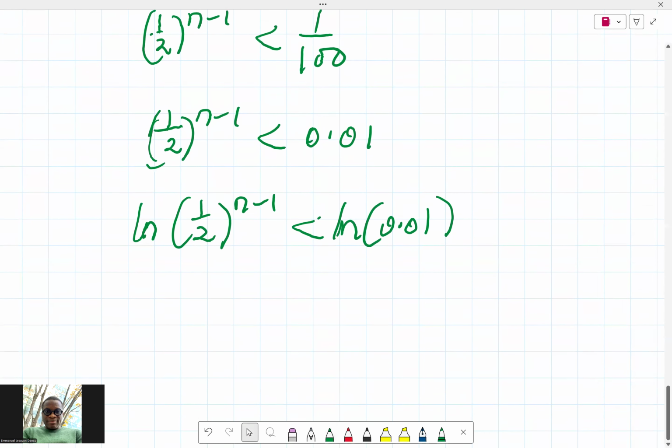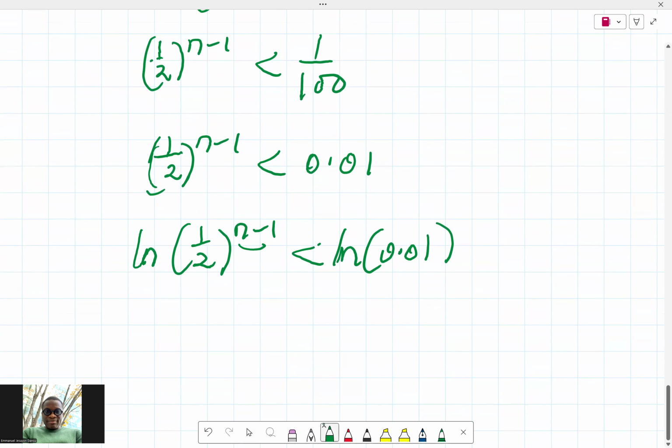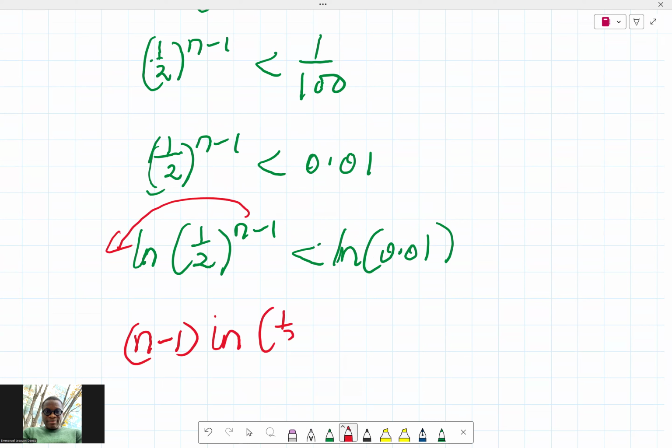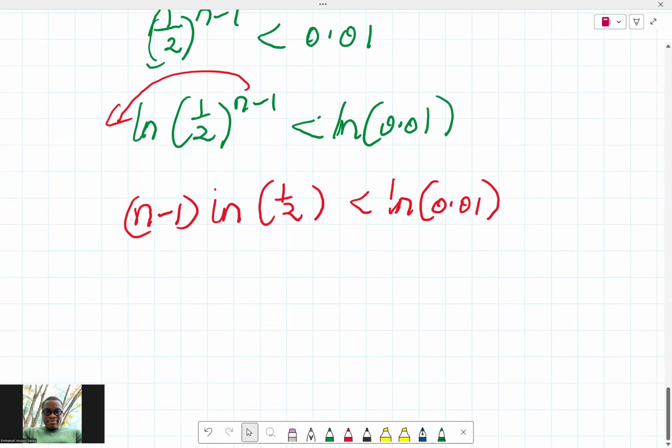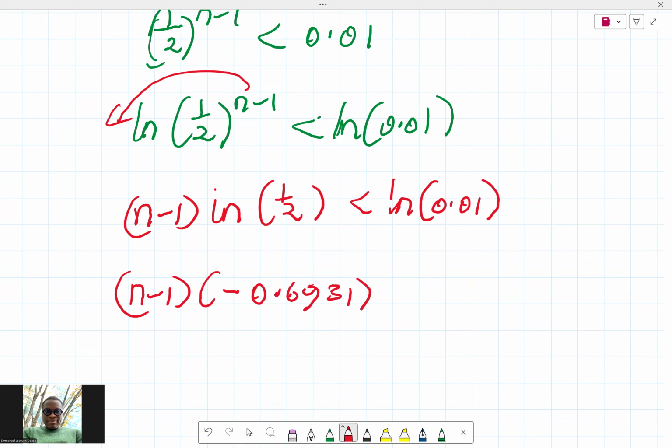Because of the law of logarithms, this power can come down. So we have n minus 1 times ln of 1 over 2, and that is less than ln of 0.01. Then we know ln of 1 over 2 is ln 0.5, and ln 0.5 is simply minus 0.6931 if you punch your calculator for that, or check a table, and that is less than ln of 0.01.